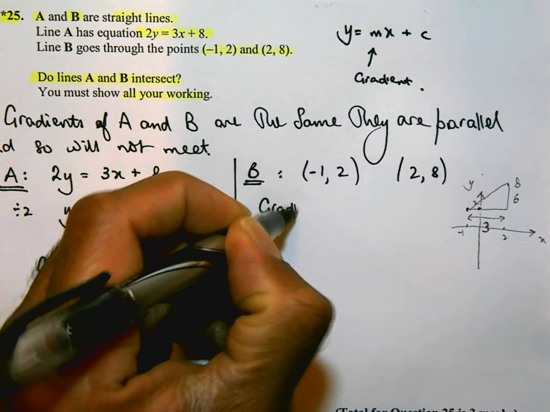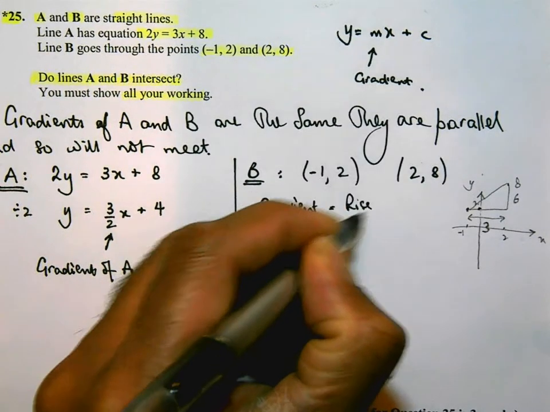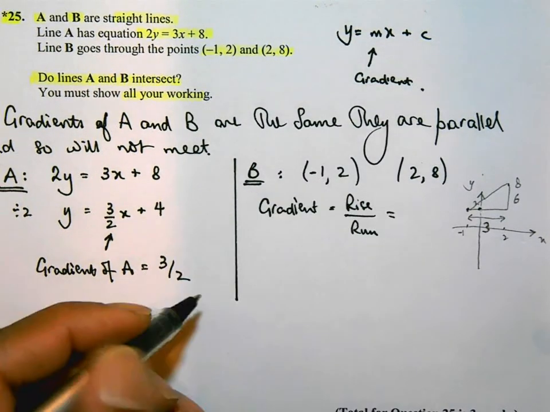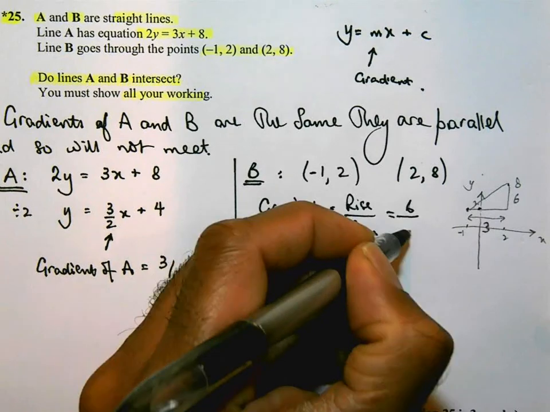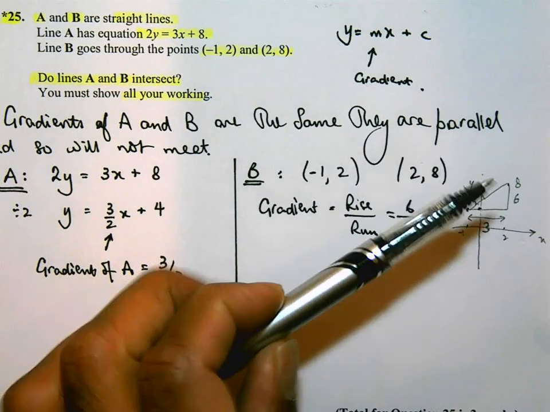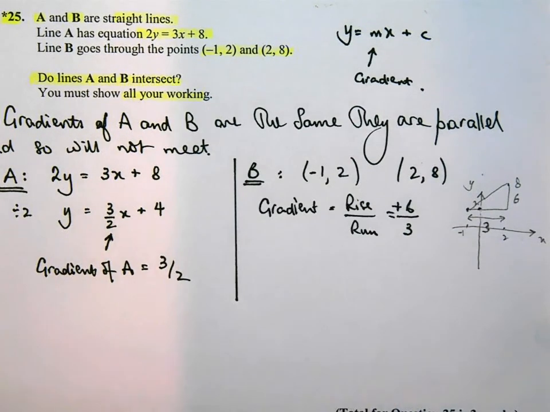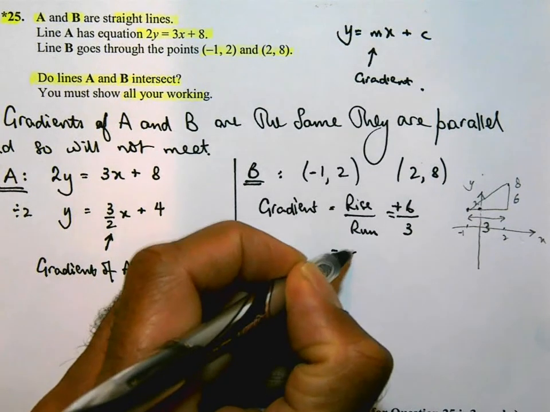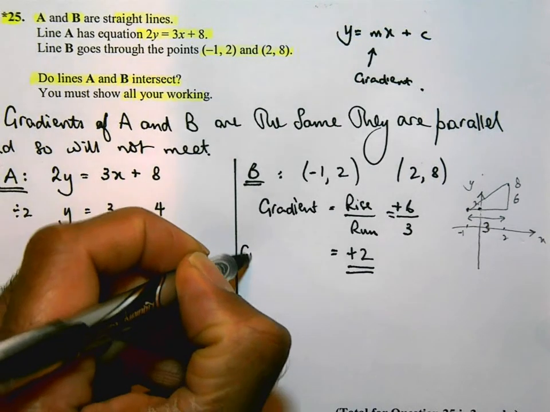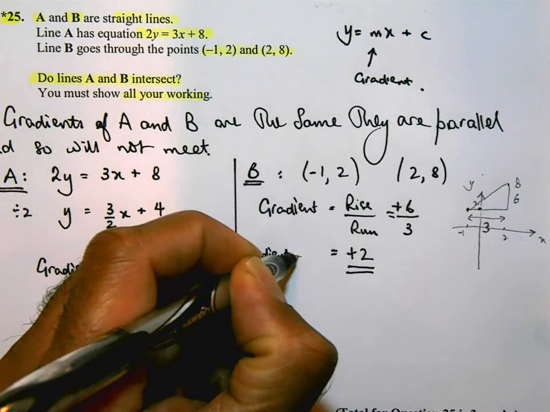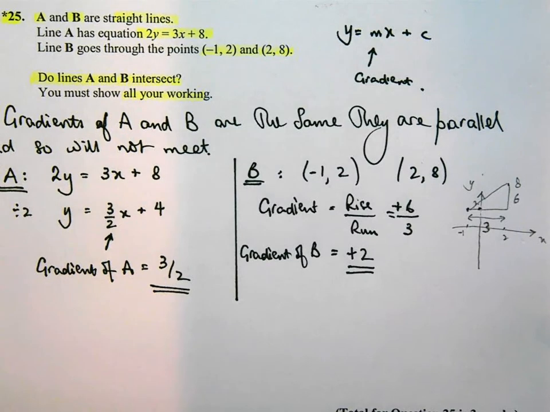The gradient is found by using the phrase rise over run. The rise is how much it goes up by, so this goes up by 6, and it goes across 3. You can see from the slope that it's increasing as you go from left to right, so it's a positive gradient. That gives me +2. So the gradient of B is 2. The gradient of line A is positive 3 over 2.